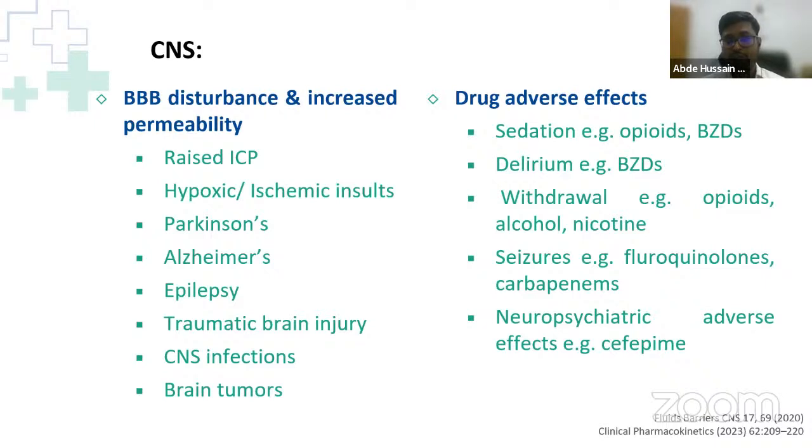Again, we have to see in these patients which drugs they are on. So again, the drug-drug interaction interplay will take place. Traumatic brain injury, CNS infection, brain tumors, and we have certain drug adverse effects that we need to monitor, like excessive sedation with opioids and benzodiazepines, benzodiazepine-induced delirium, withdrawals because of alcohol and nicotine, seizures by various antibiotics, neuropsychiatric adverse effects with antibiotics.